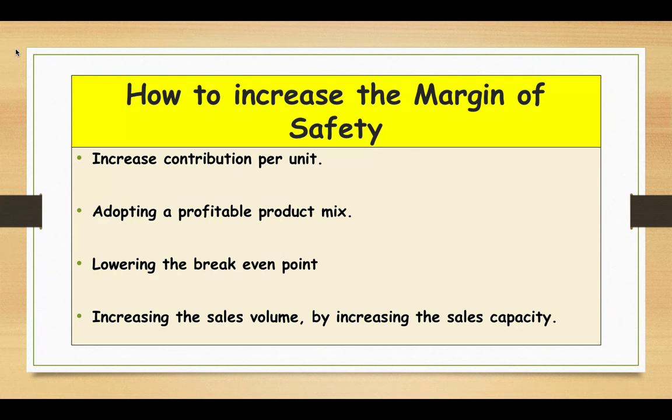Now the final point, they can increase the sales volume by increasing the sales capacity. Selling more products will increase the margin of safety. However, this only applies if costs stay the same or they decrease, because if the costs also increase, the increase in revenue may have no impact.